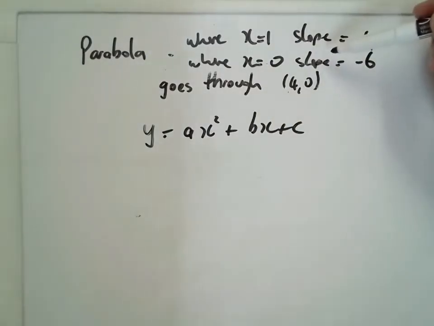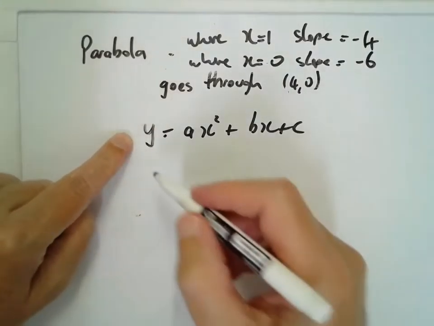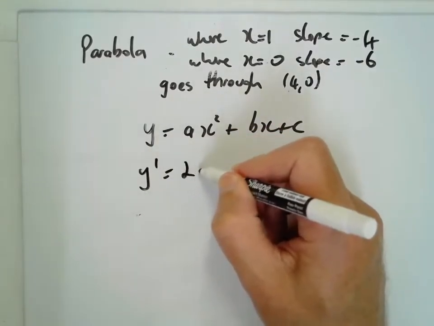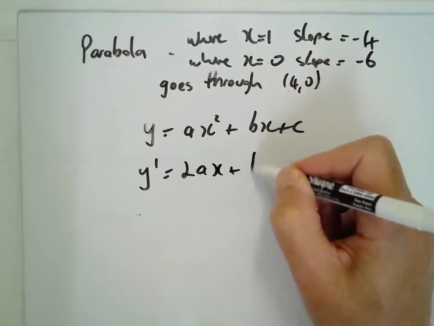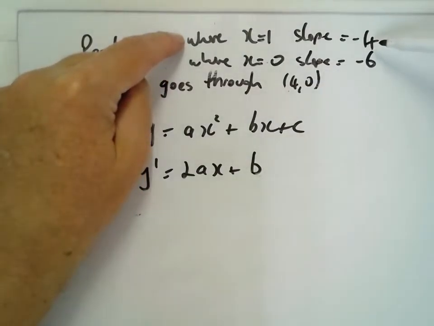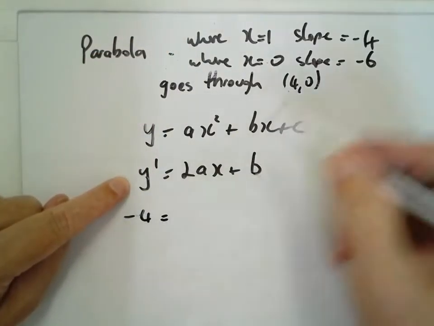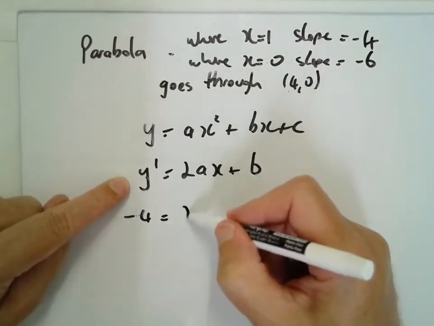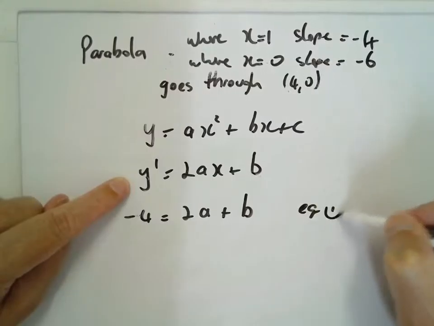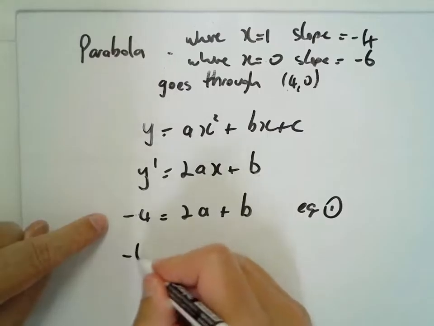The slope. Okay, we know the slope of this function is a certain value, so therefore we need to find the slope, the gradient function, y dash, 2ax plus b. We're going to use this hint here. Where x equals 1, the slope is negative 4. So this is the slope. The slope is minus 4, where x equals 1, 2a plus b. Okay. We have an equation. Let's use this other one. Where x is 0, the slope is minus 6.